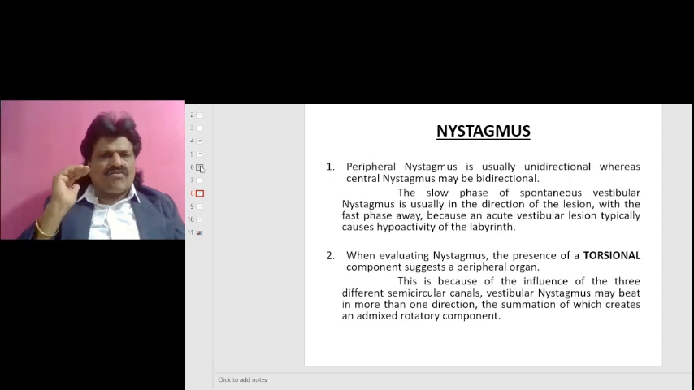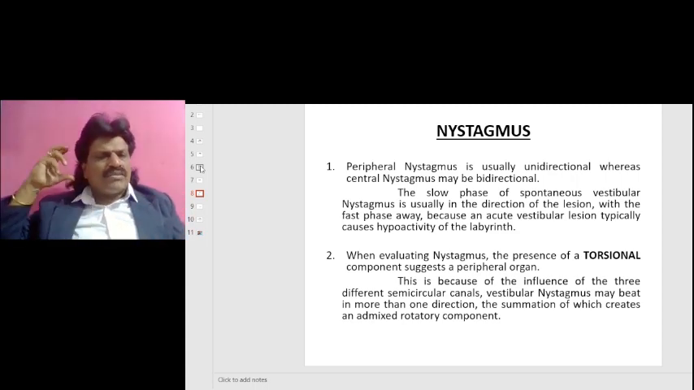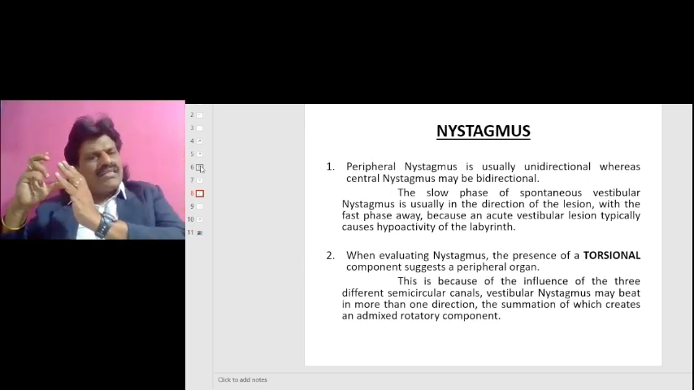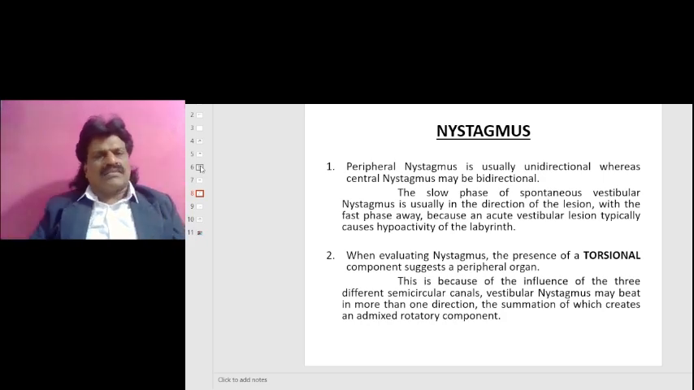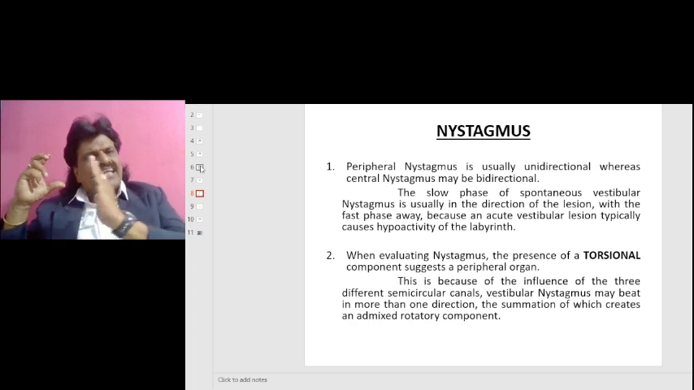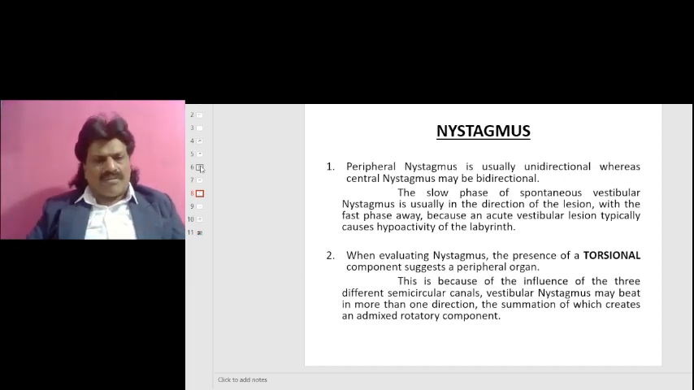The slow phase of spontaneous vestibular nystagmus is usually in the direction of the lesion, whereas the fast phase is away, because an acute vestibular lesion typically causes hypoactivity of the labyrinth. So when there is a hypoactivity of the labyrinth, the opposite labyrinth will push the eyes towards the side of the lesion and the nystagmus will be to the opposite side.